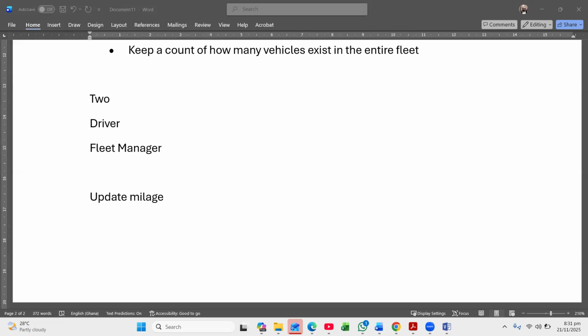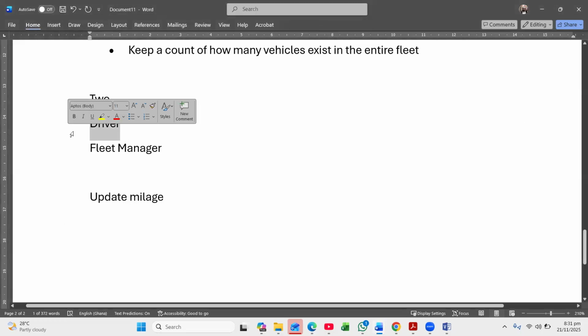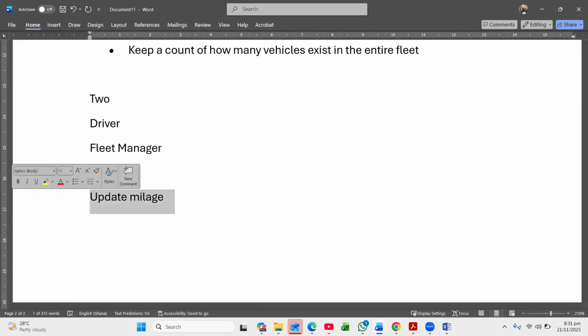Okay, sure. So in this case, we are saying that if you are a driver and you come to our system, all you will do as Mr. Driver is update the word mileage. Okay, sure. Thank you.